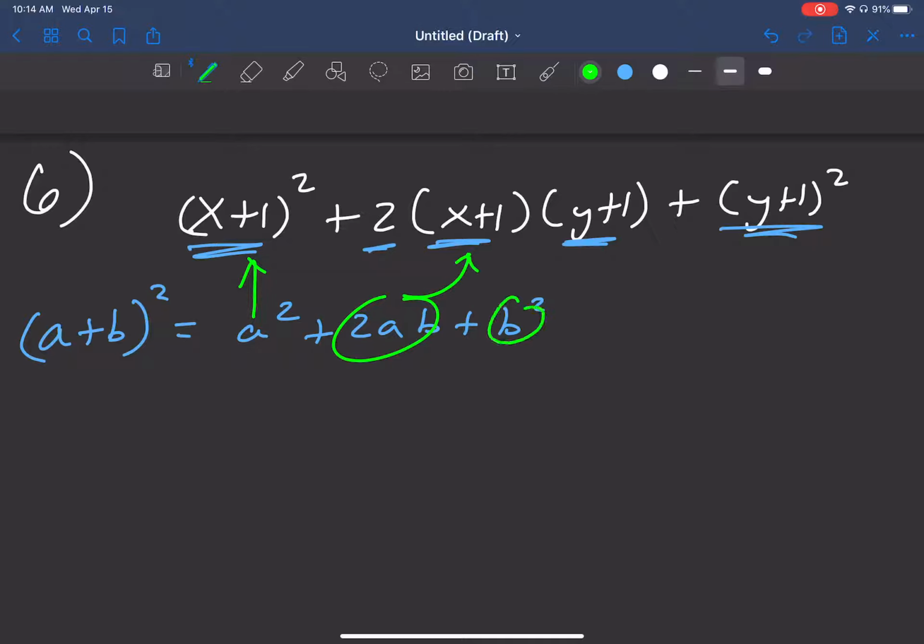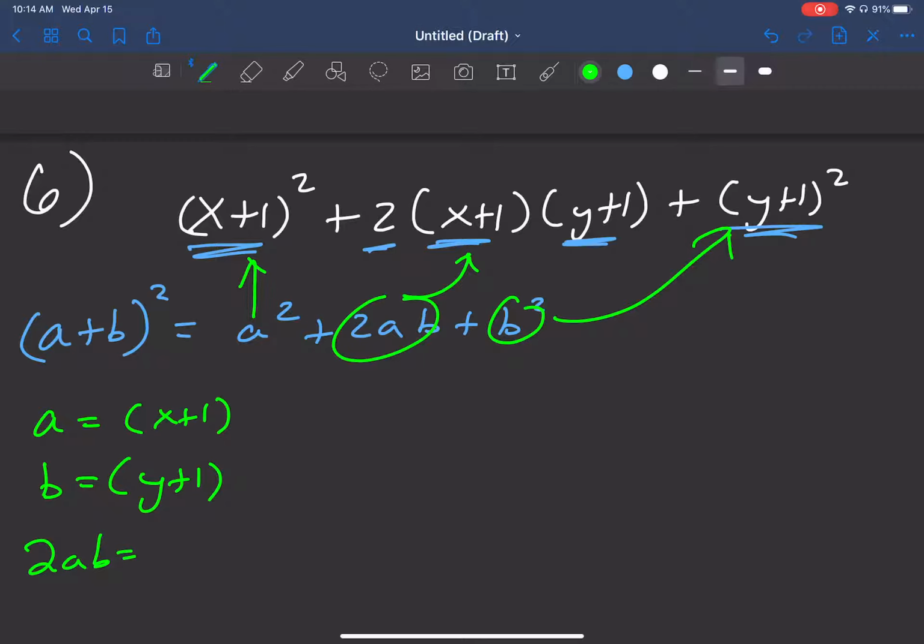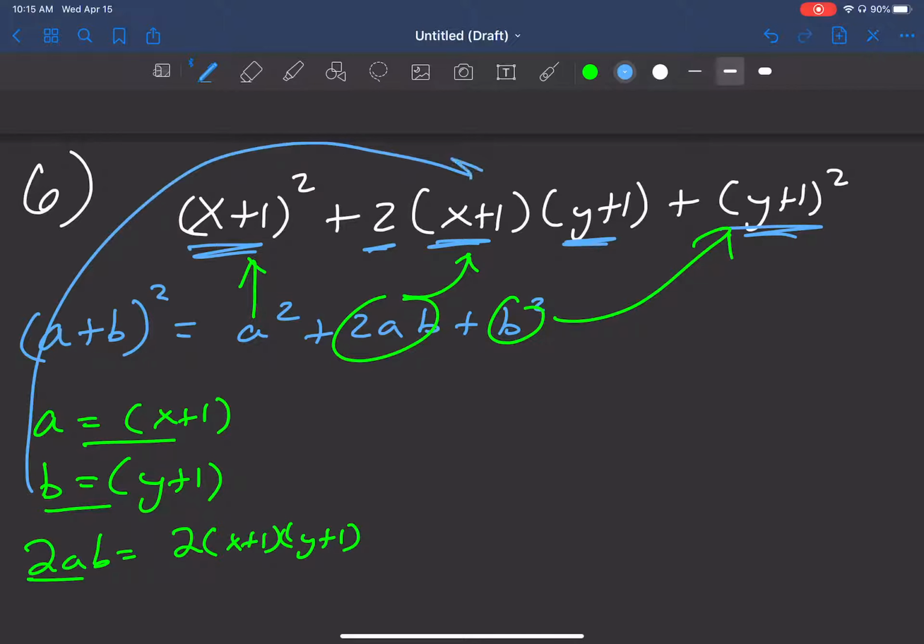Do you see how this follows that formula here? And of course your b, right? So what's our a? Think about what the a could be. Well, the a is just going to be x plus 1, and the b is just going to be y plus 1, right? So what's 2ab? Well, that's just going to be 2 times x plus 1, y plus 1. If we said this is true, then this is true. So that's all what we have here, right?